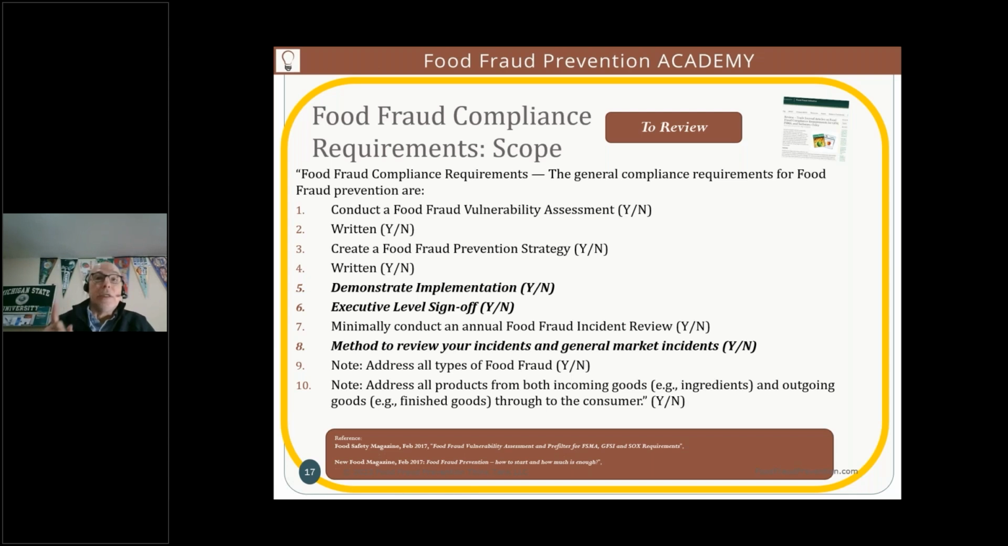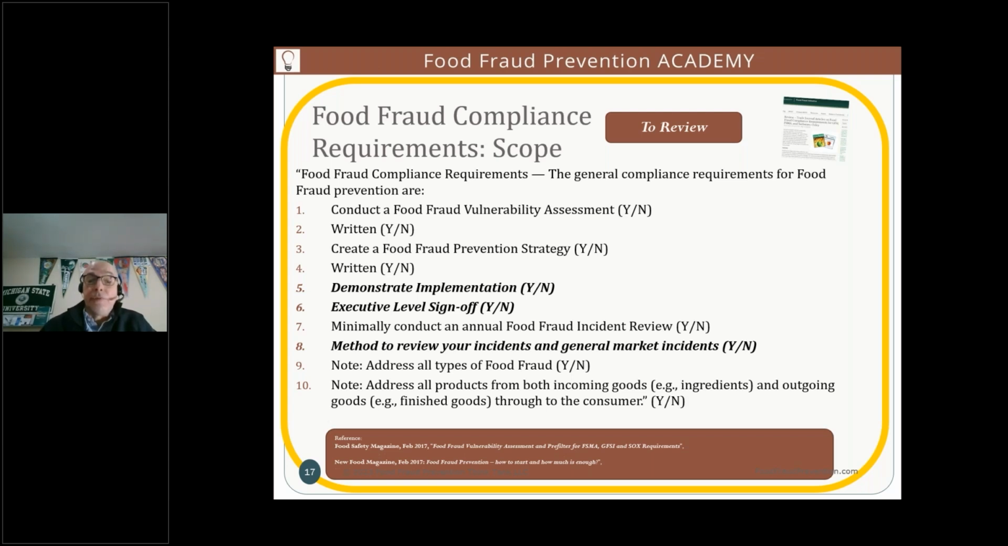Number 7, minimally conduct an annual food fraud incident review. Have you conducted a food fraud incident review for all your products? Well, probably not. You might have Googled or searched a couple of things, or looked in some databases for a couple of things, but probably not for your entire product slate. That's a big miss.